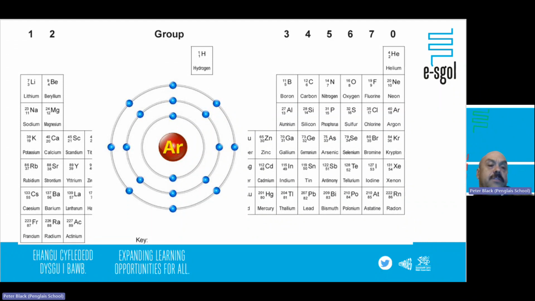And we're going to look at its position now. So we'll start off with the period. You tell me what the period is first of all. I'll just give a little pause here for you.